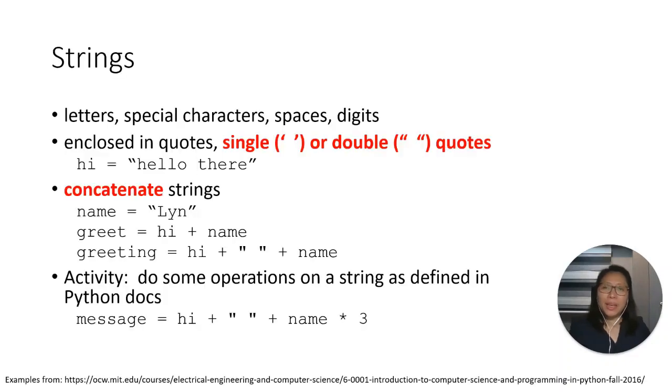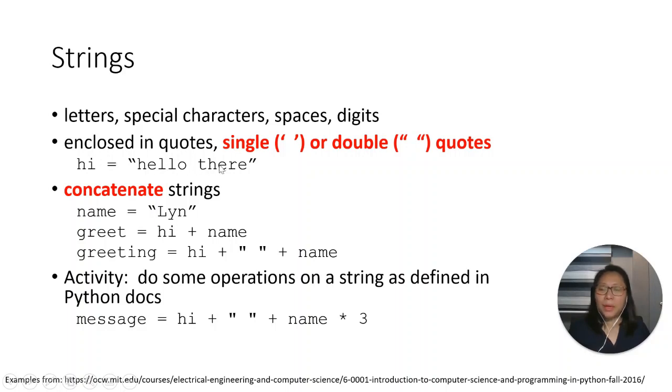Strings is a collection of letters, special characters, spaces, and digits enclosed in single quotes or double quotes. In this example, inside double quotes we have "hello there", and this is a string value, and this value is assigned to the variable name hi.